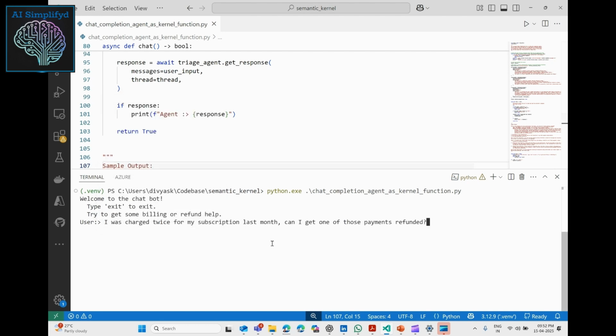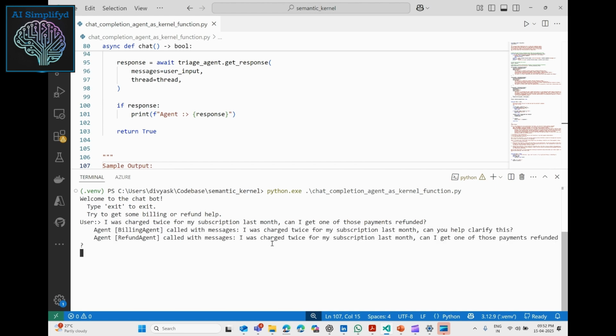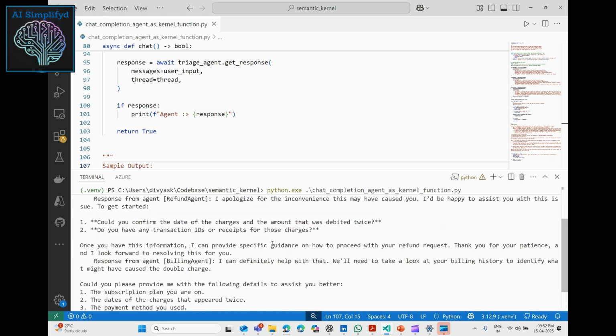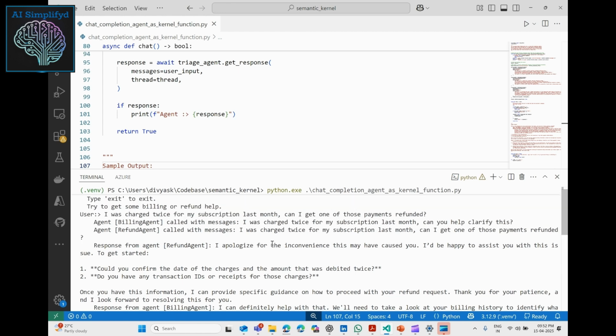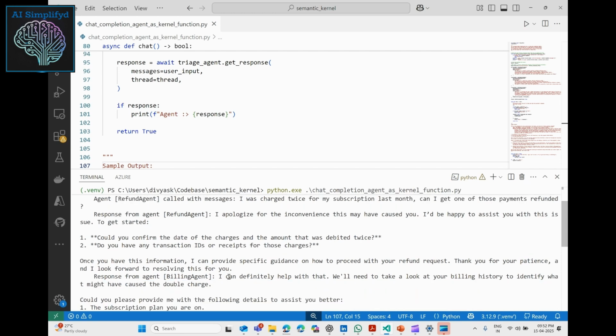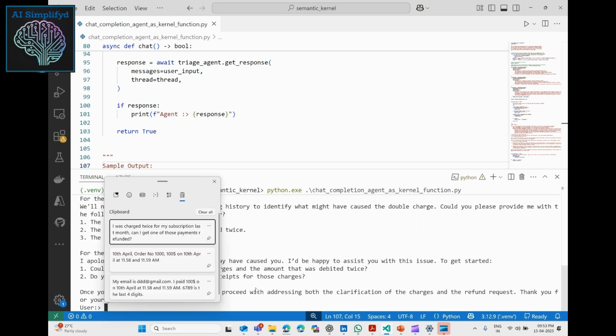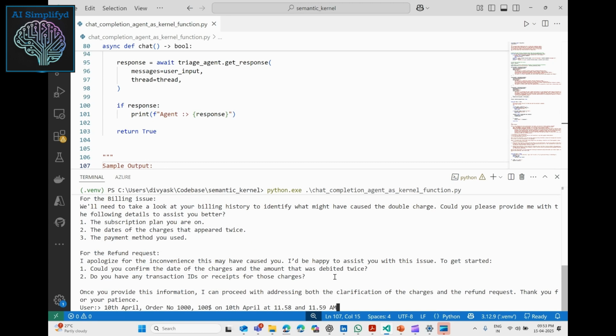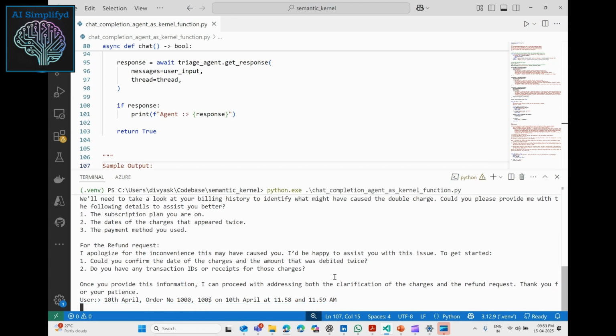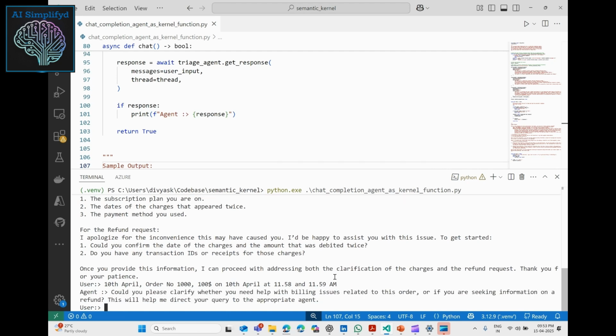I'm saying, I was charged twice for my subscription last month. Can I get one of those payments refunded? Behind the scenes, the billing agent is invoked and the refund agent is also invoked. Why is the billing agent invoked? Because there was a dual transaction that happened on my account, and it is asking me for some response. It says, could you confirm the date of charges and the amount that was debited twice? Do you have any transaction IDs or receipts for those charges? So I provide the information. I say 10th April, order number 1000, $100, at this particular time. This is the information I provide the agent.